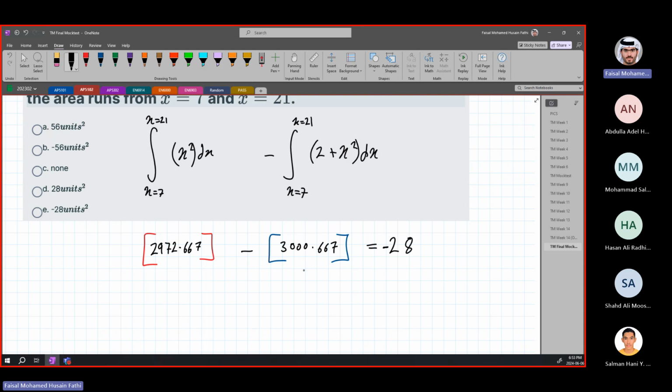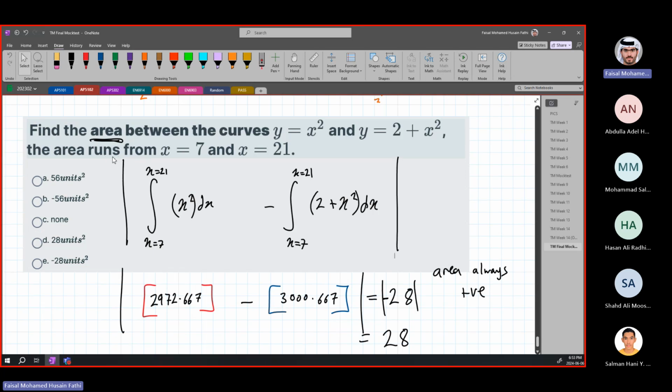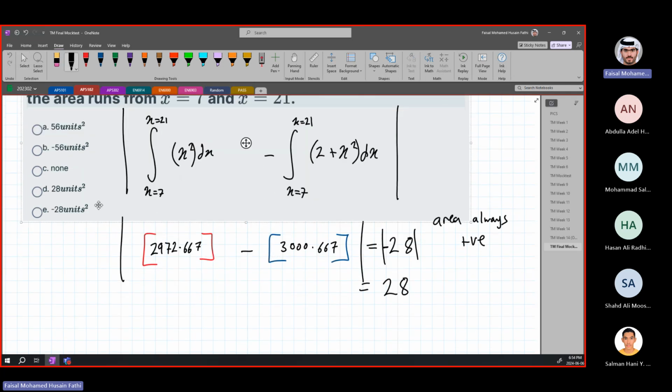But because we are talking about area, it is always positive, meaning this will be equal to the absolute value of this number, so it is 28. So in other words, you can always say that this is the absolute value of whatever you get over here. All right? If you understand this concept, in the calculator there is absolute value. You can put the absolute value and then put the integration of this minus the integration of this inside your calculator and find the answer directly, which will be 28 units.